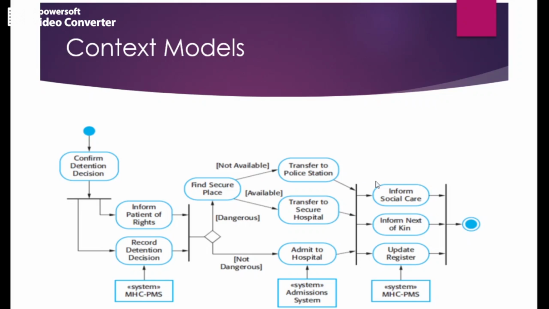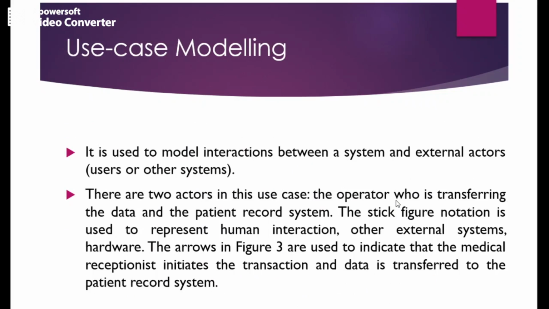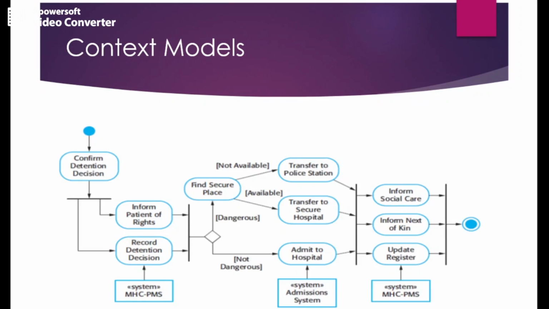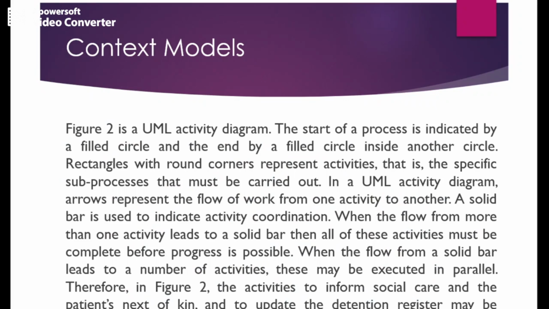Now all these activities from the solid bar will result in these activities which will be executed parallelly. You have to inform the social care. Inform the next of kin, his relative, and you need to update in the register. Okay, so that will be updated in your MHC PMS system. So this is the final system. Clear? So this is about the process model.